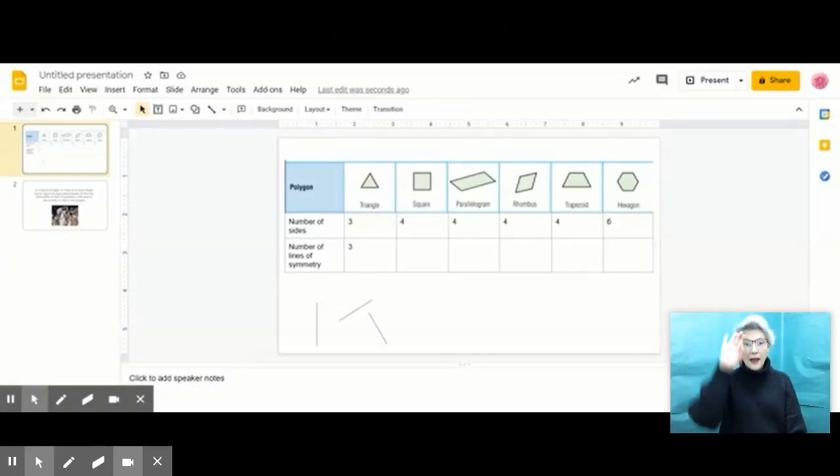Hello and welcome back. Yesterday, we determined if a shape had a line of symmetry. Today, we're going to build on that and find lines of symmetry on a shape. So let's take a look at this chart to start.